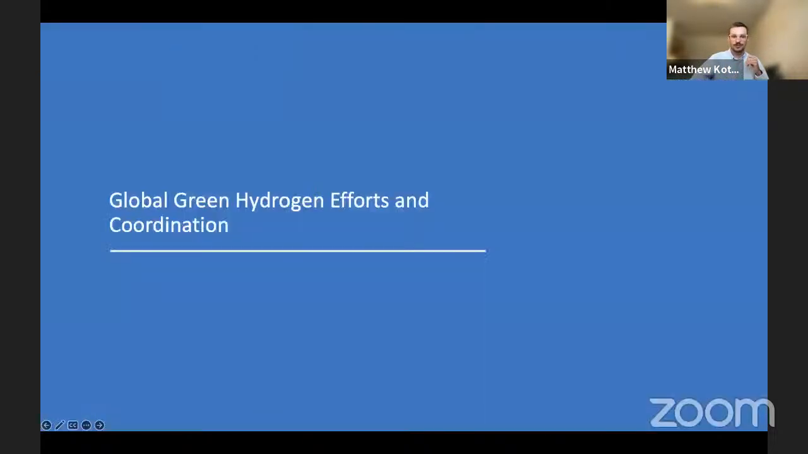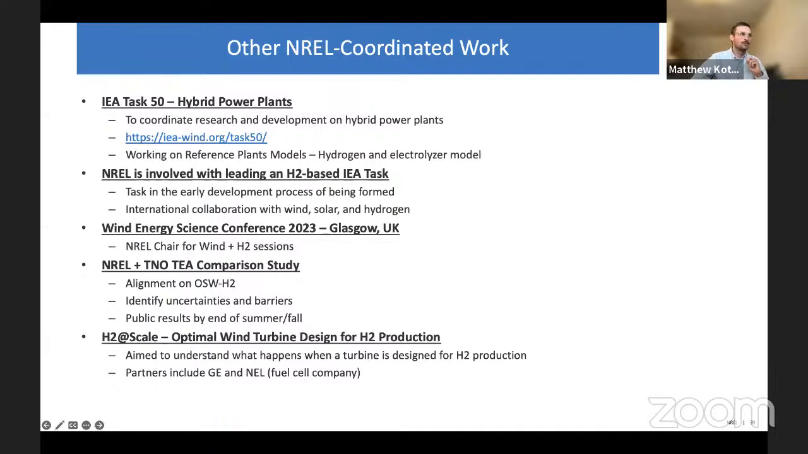So I have one more slide, and I know that we're kind of creeping up to the top of the hour here. So the last thing that I'd like to close out with is essentially just kind of highlighting some of the global green hydrogen efforts and coordination that NREL is currently involved in. And so Jen and myself are currently involved in IEA Task 50, which generalized is focusing on hybrid power plants. There's a series of different work packages within them, and one of them, work package 1, is also developing and collecting a general consensus on how to define hybrid power plants, not just from one perspective, but universally and globally.